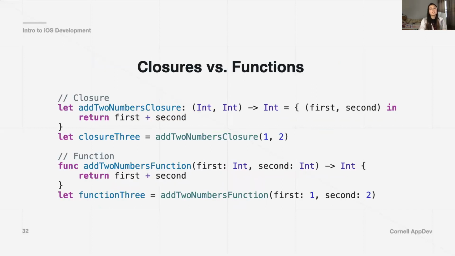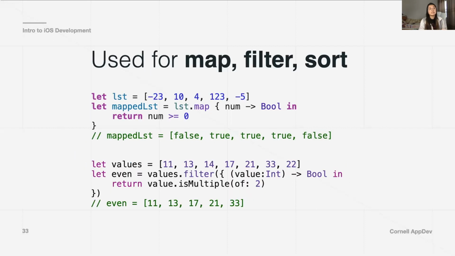If we have a function, we won't be able to just pass it in. But in this case, you can see on the second line, the bracket num returns Bool, and then it says in return num greater than or equal to 0. So this is the closure part, and that is basically the argument that we're passing into this map function.